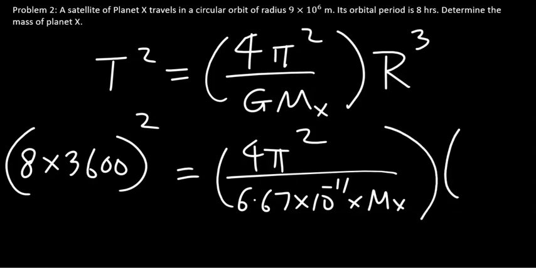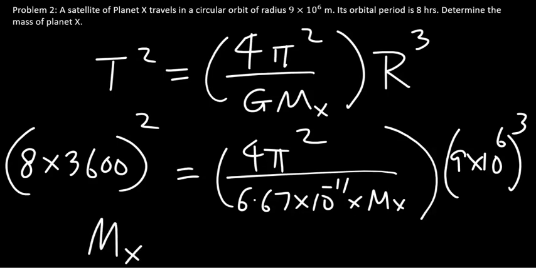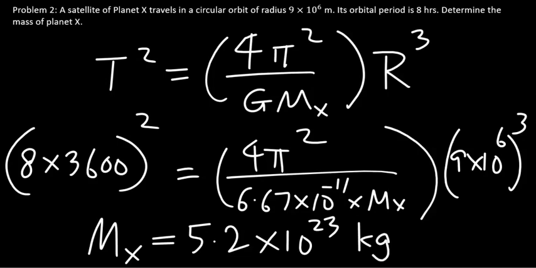The orbital radius is 9 times 10 to the power 6, cubed, and we can solve for the mass of planet X, and that will be 5.2 times 10 to the power 23 kg. And that solves the problem.